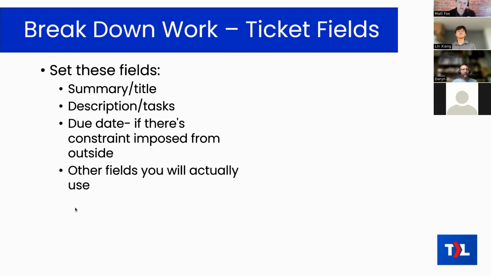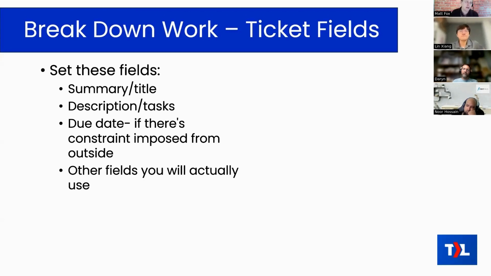Okay, so the fields that you're going to use when you're setting up your project tickets are a summary and title. Okay, obviously you need that. You're going to need the description field to set out the scope. You're going to need the list of tasks, maybe possibly using the checklist function. You're going to use a due date, but only if there's a constraint imposed from outside.